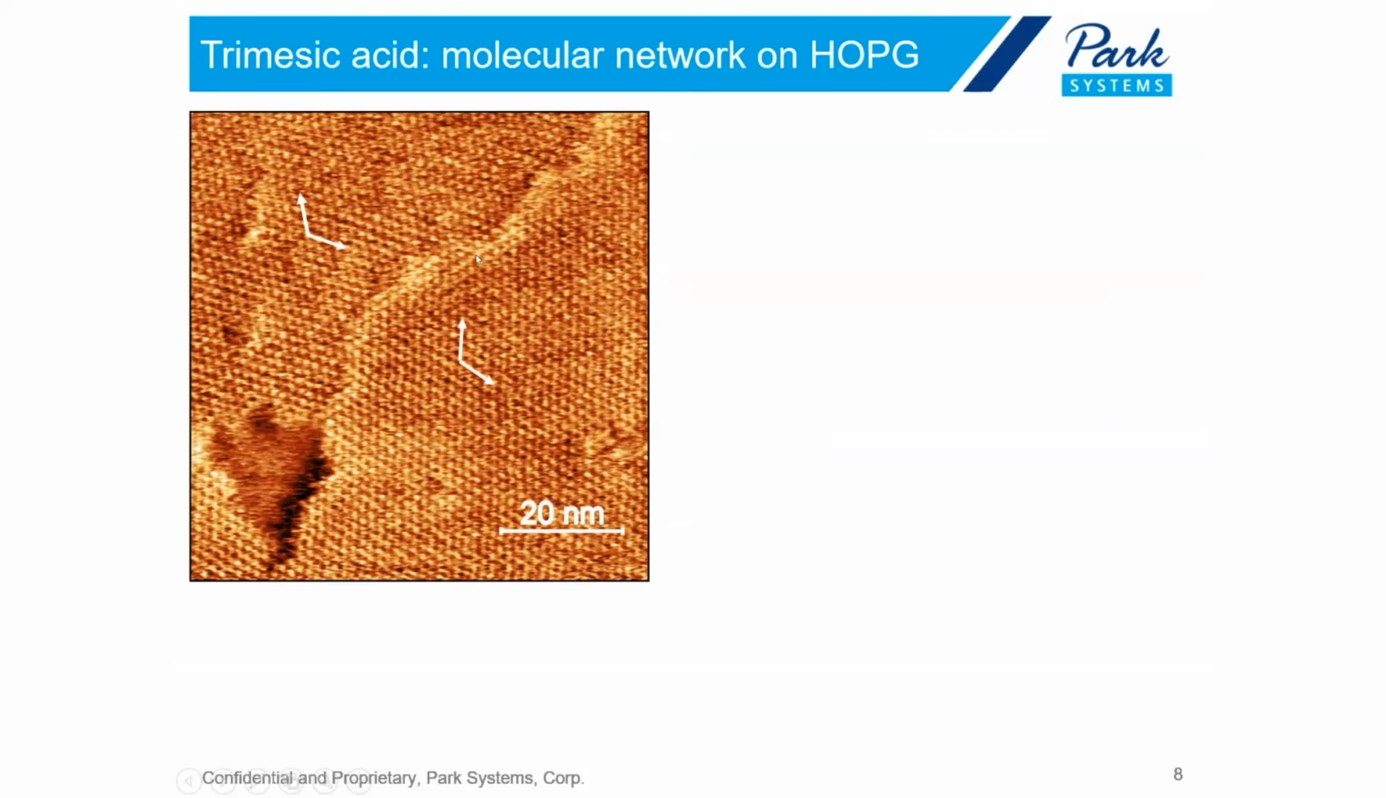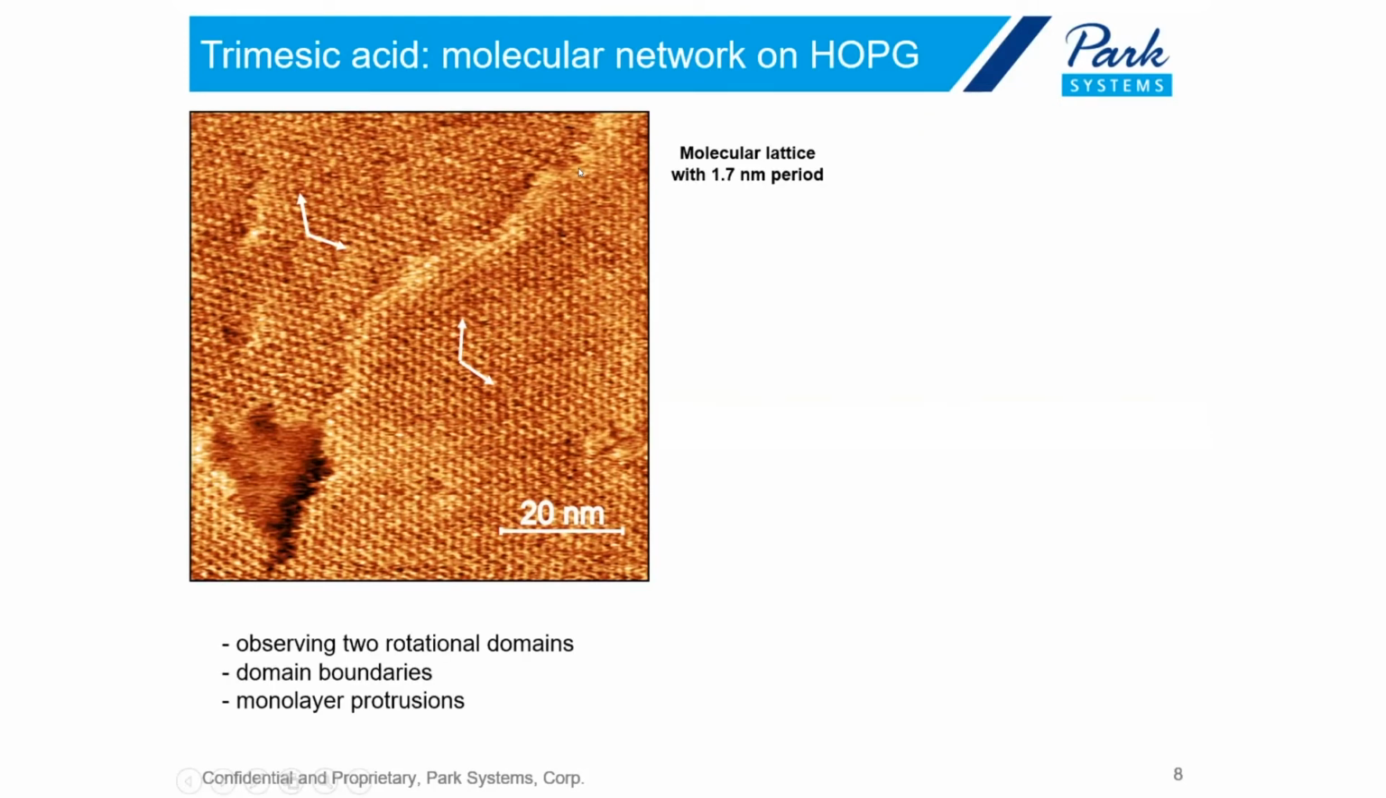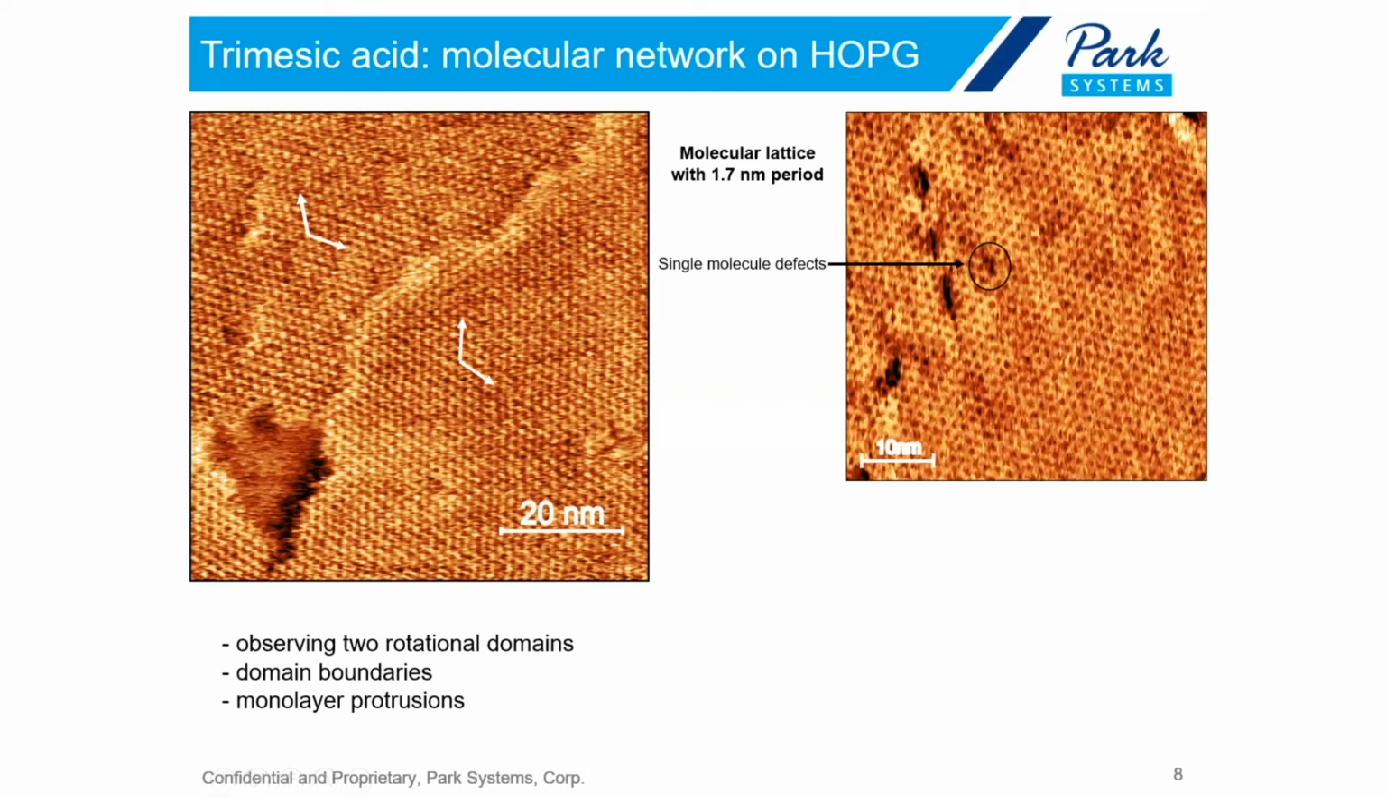At the same time, we see different rotational domains. In this instance, they're rotated by 15 degrees. But we clearly observe them as well as the domain boundaries and molecular defects, for instance, like here, where we observe some missing molecules or a few molecules and so on.